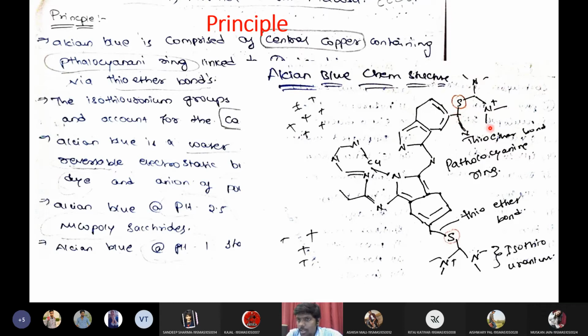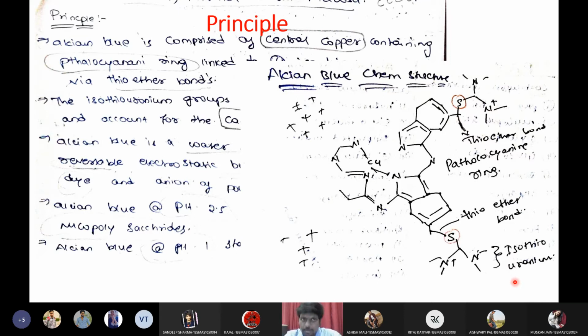How is this isothiouronium attached to the phthalocyanine ring? It is attached to the phthalocyanine ring by thioether bonds. With the help of the thioether bond, this isothiouronium is connected to the phthalocyanine ring. Okay. Now, this isothiouronium will bind to the negatively charged mucopolysaccharides.